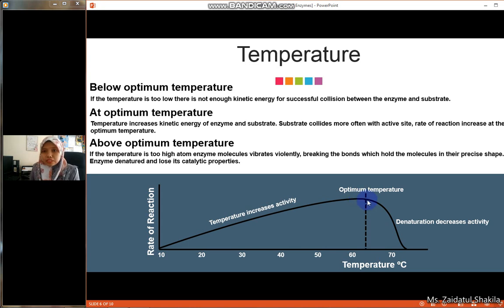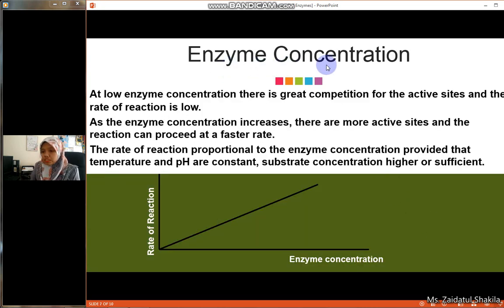If the temperature is too high, enzyme molecules will vibrate violently, breaking the bonds which hold the molecules in their precise shape, so the enzyme will denature and lose its catalytic properties. As you can see here, there is a sharp decrease of the graph due to the denaturation of the enzyme above the optimum temperature.